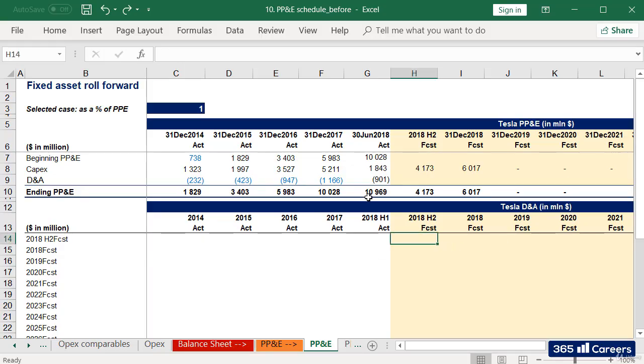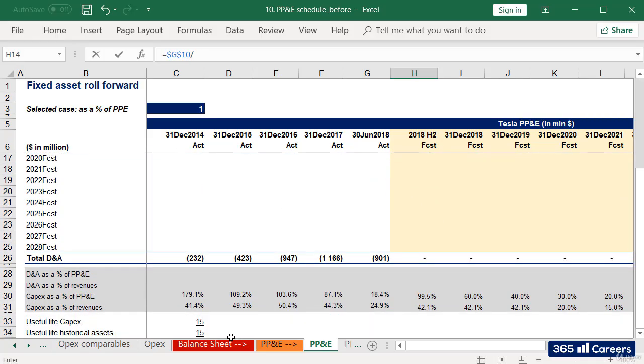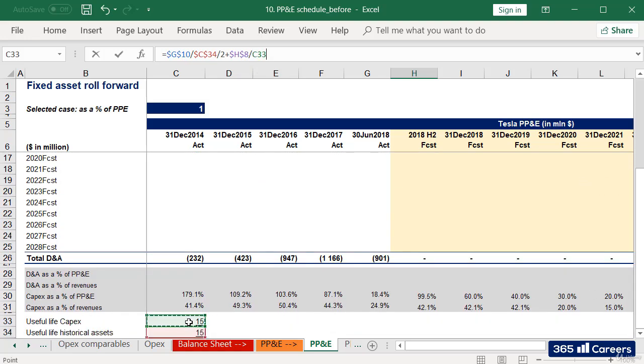The D&A we have for Tesla in the second half of 2018 is provided by two components: D&A from historical assets and D&A from CapEx during the second half of 2018. So we'll have ending PP&E divided by 15, which is the number of useful years of historical CapEx, divided by 2, because we are considering only the second part of 2018, and we assume a 50% depreciation in 6 months. The second component is CapEx for the second half of 2018.